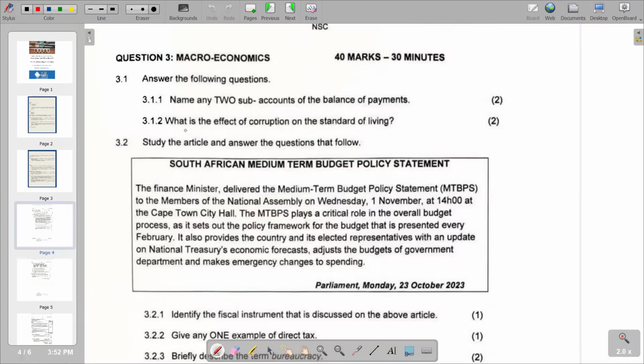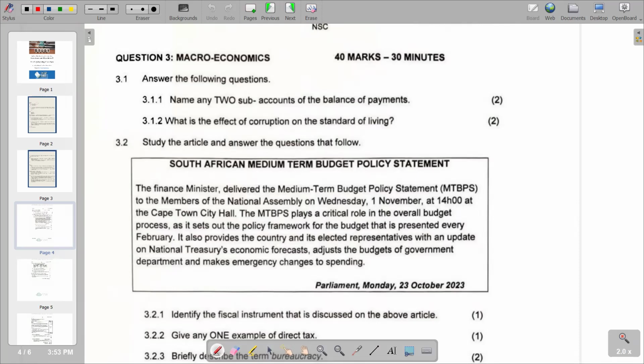Then 3.1.2, what is the effect of corruption on the standard of living? So obviously it's going to have a negative effect on the standard of living, whereby it's going to reduce the standard of living. So basically corruption on its own, in terms of its description, is a criminal offense that is undertaken by a person or an organization that is entrusted with a position of authority. So that person or organization would have been entrusted with a position of authority, and then they engage in criminal offenses. So in other words, they're abusing their positions as given. So basically, it's abuse of power for one's gain. You abuse your power for your personal gain, and it becomes corruption.